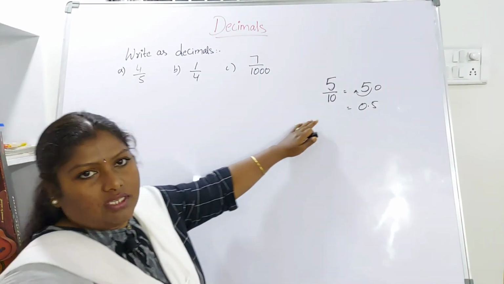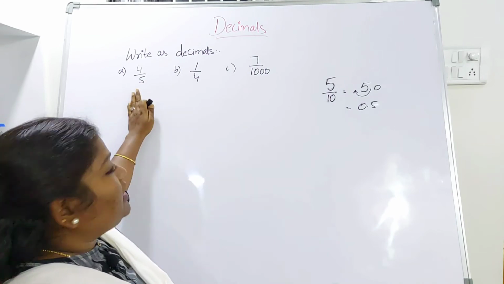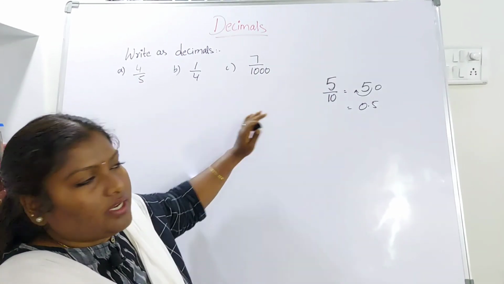Now this is easy compared to this. Now I have taken a fraction. How do we convert it into a decimal fraction?